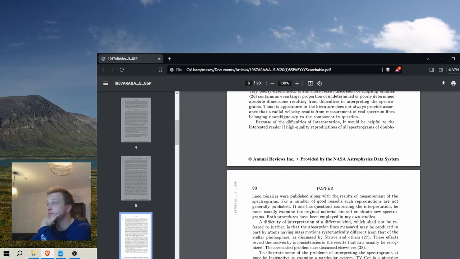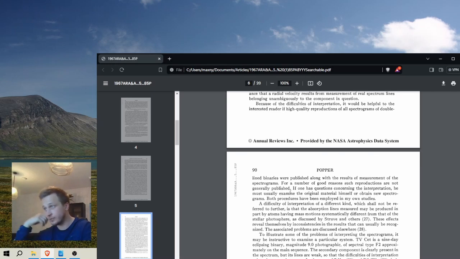For a number of good reasons, such reproductions are not generally published. If one has questions concerning the interpretation, he must usually examine the original material himself or obtain new spectrograms. Both procedures have been employed in my own studies.